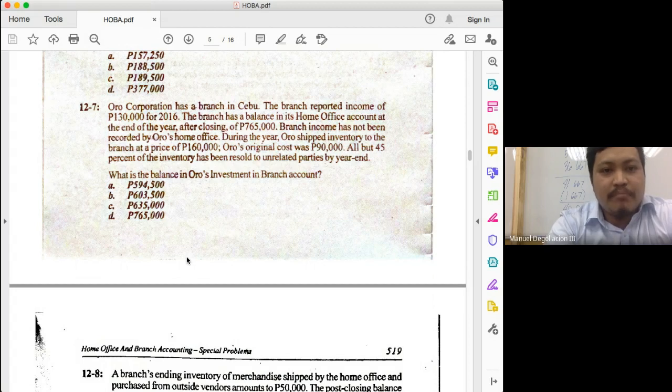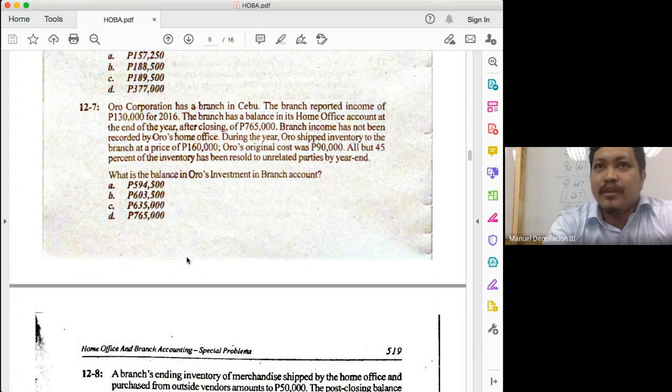The concept in play here is simply the recording of your profit, class. What did we say was the effect of a branch income, class, to your reciprocal accounts? It will increase. Okay, and in this case, class, the branch has already given us the balance of its home office account after closing. Based on our discussion for the previous chapter, what does it mean if it's after closing? It already includes the branch profit or the branch income. Okay, but what does the problem tell us? Branch income has not yet been recorded by the home office.